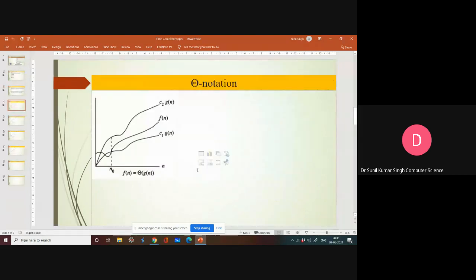Now, basically, there are three notations. Two notations we will discuss in the later part of this presentation, but here, theta notation, you can see, is used for analyzing the average case time complexity of the algorithm.